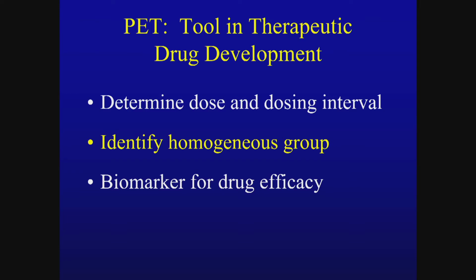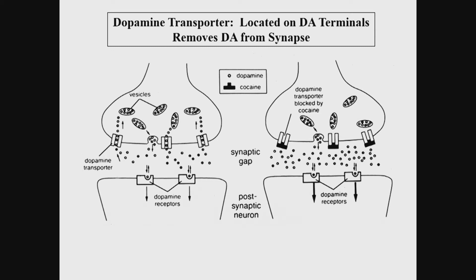Another way that PET can be used is to identify a more homogeneous group of patients. The example that I'll give here and in the next one has to do with Parkinson's disease. This cartoon shows a synapse, or the connection between two neurons in the brain. The presynaptic terminal contains the transmitter, in this case dopamine, in vesicles, which are released by exocytosis, diffuse across the synaptic gap to the postsynaptic site and might interact with D2 dopamine receptors, for example.